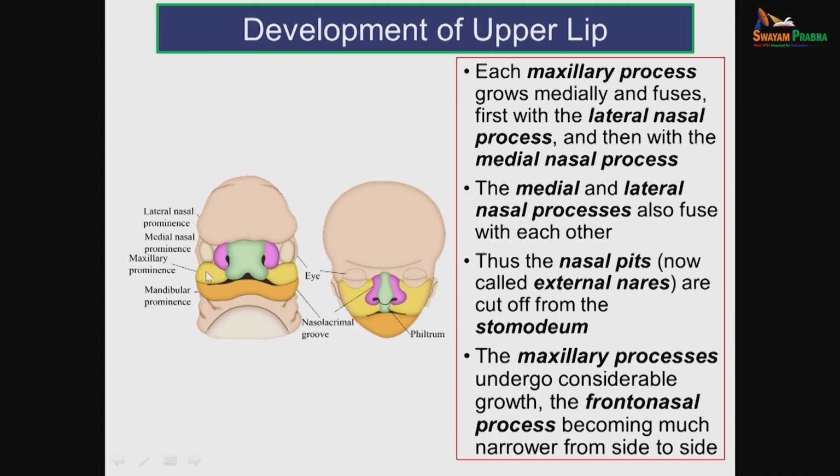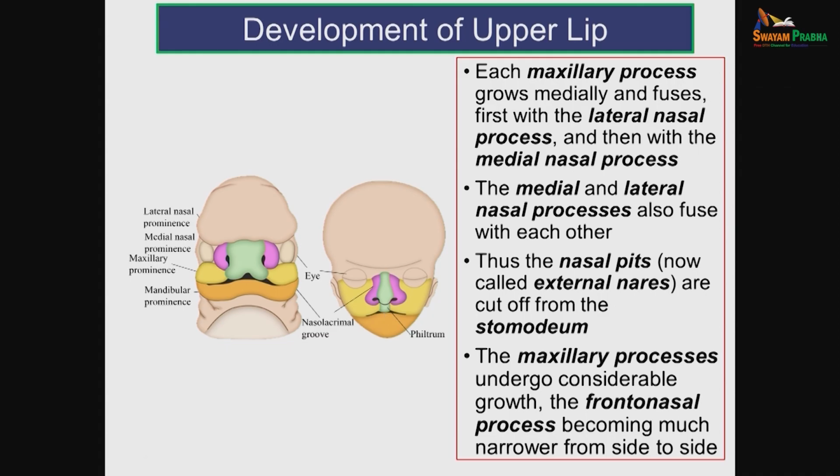So, at this stage what happens is the maxillary process, this is the maxillary process which grows medially, and it is first going to fuse with the lateral nasal process and then it fuses with the medial nasal process. Next what happens is both the medial and lateral nasal process fuse and cut off the nasal pit from the stomatodium. So, the nasal pits, now they are going to be called external nares, cut off from the stomatodium, that is the future mouth.